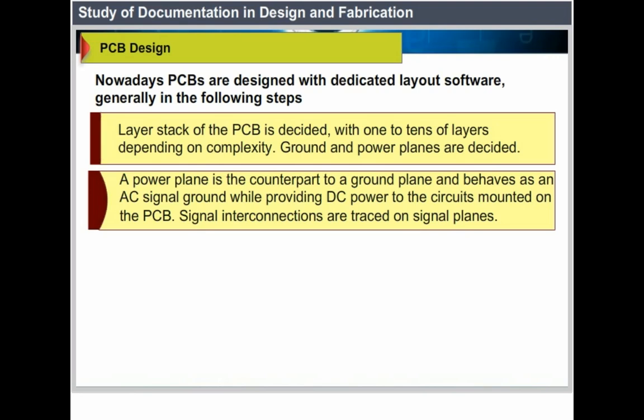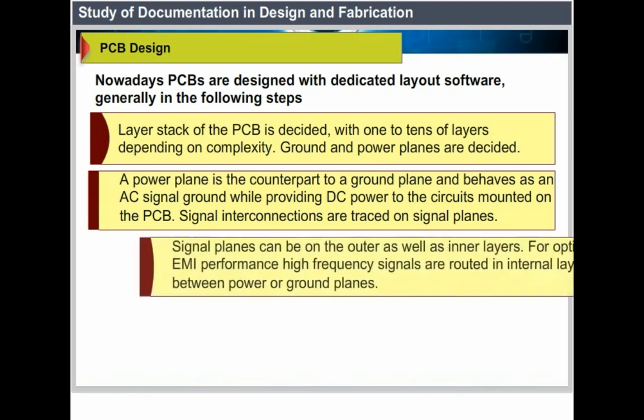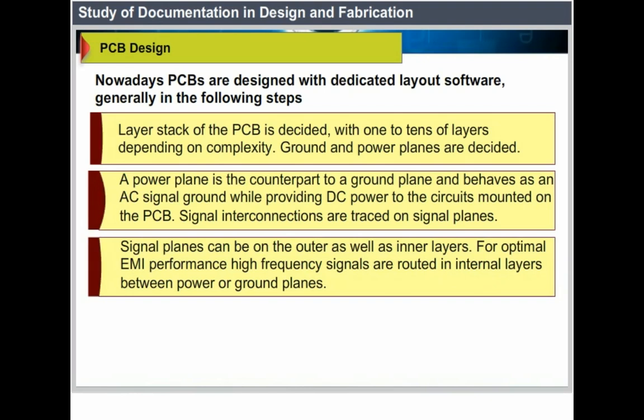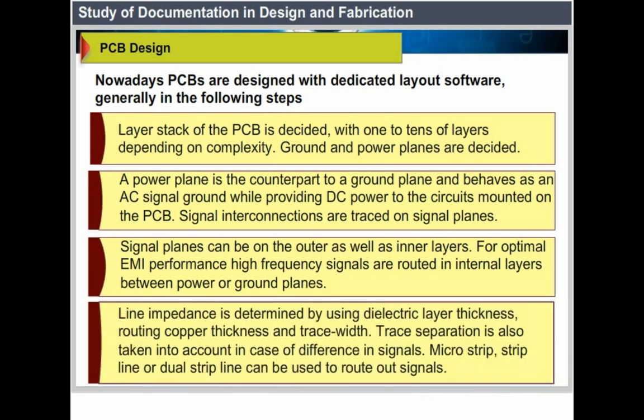Signal interconnections are traced on signal planes. Signal planes can be on the outer as well as the inner layers. For optimal EMI performance, high frequency signals are routed on internal layers between power and ground planes. Line impedance is determined using dielectric layer thickness, routing copper thickness, and trace width. Trace separation is also taken into account in case of differential signals. Microstrip, stripline, and dual stripline can be used to route signals.